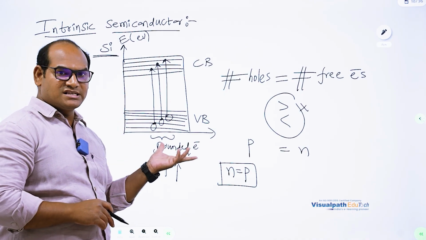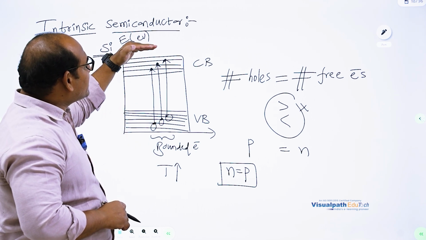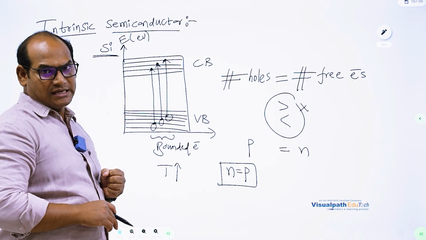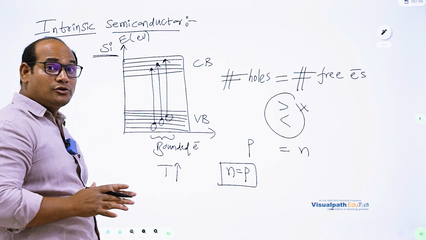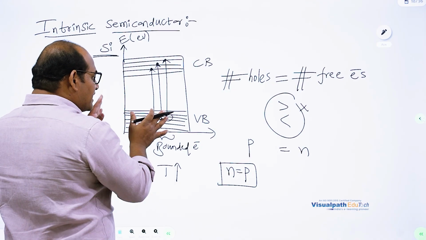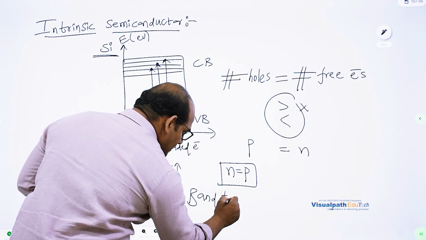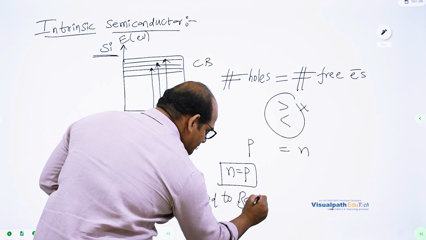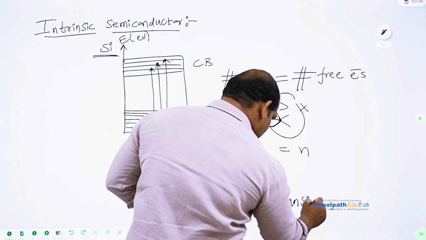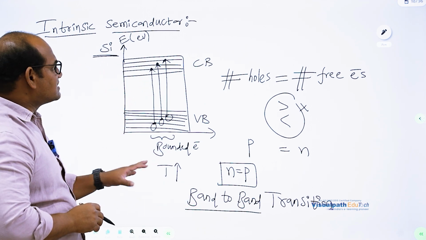And this is the reason, very simple logic. When you increase the temperature, all the bonded electrons will go to the conduction band and become free electrons, so the same number of holes will be created. So N is equal to P. This transition is called band to band transition. The bonded electrons are moving from valency band to conduction band. That's why it is called band to band transition.